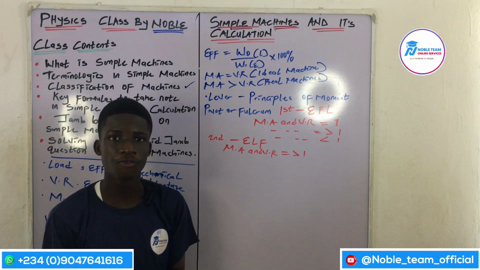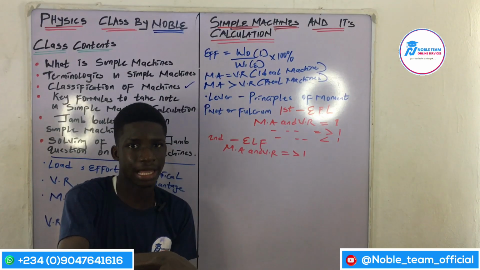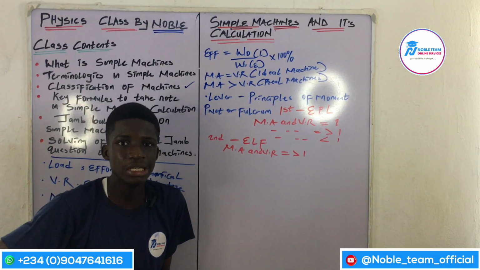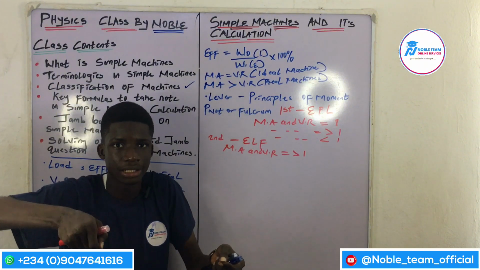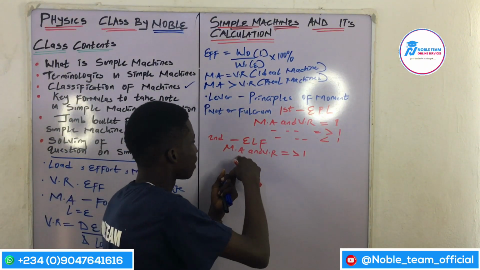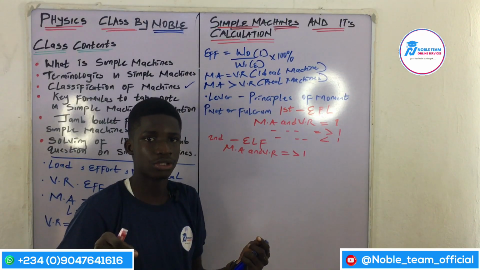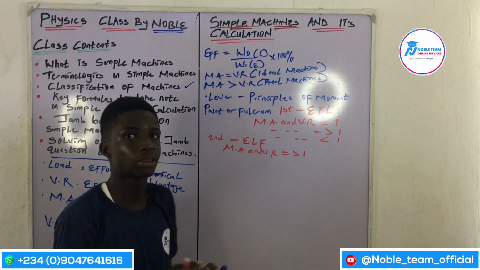Do you understand? Because the fulcrum of that wheelbarrow is the tire. Then the load is at the middle of it. Then the effort is you lifting it up. Do you understand? So that is why the mechanical advantage and the velocity ratio is greater than 1. I hope you understood. Now let's look into the third class lever.